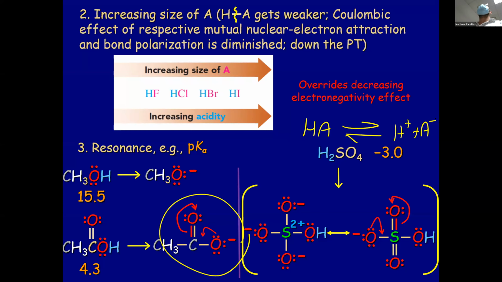and the better the base, the weaker the acid. And in organic chemistry, we tend to look at the conjugate base. The better the conjugate base, the weaker the acid. Okay? The better the conjugate base, the weaker the acid.